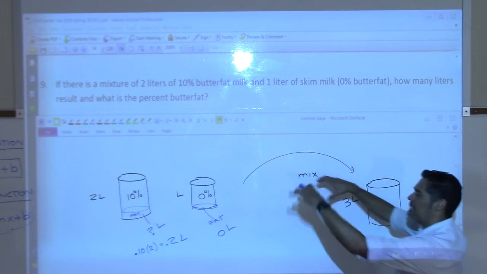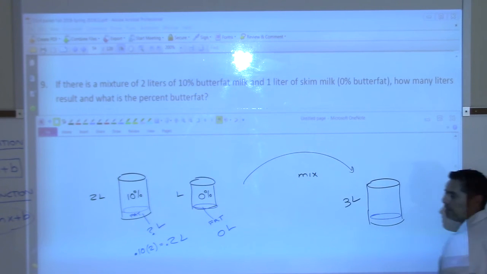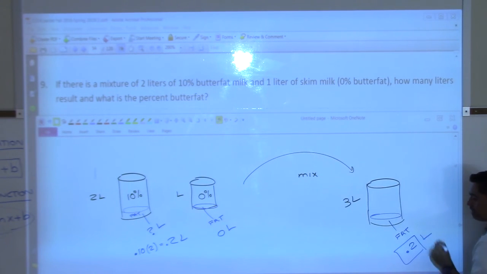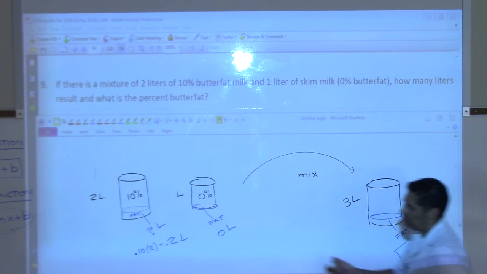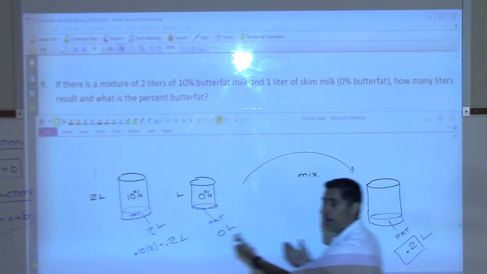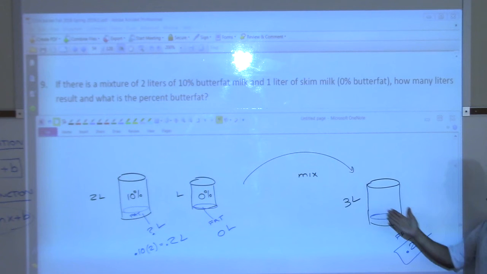When we mix them together, stir it up, how much fat is in here now? It's still 0.2 liters. Why is it 0.2 liters? Because we took this fat and this fat, mixed them. Well, this is 0 and this is 0.2, so we still have 0.2. We have 0.2 liters, but how many liters are there in this thing?